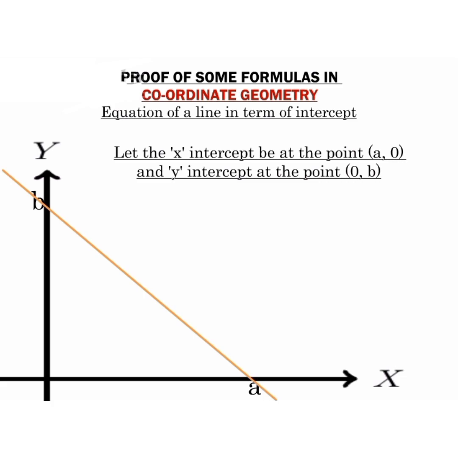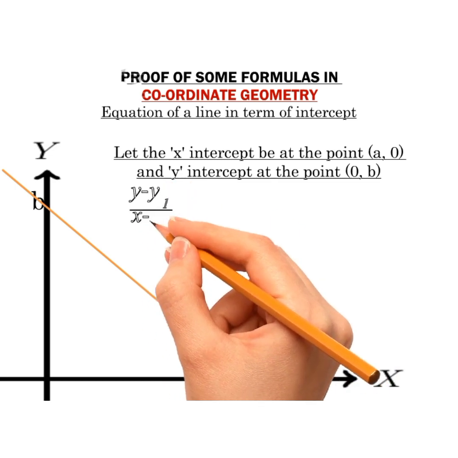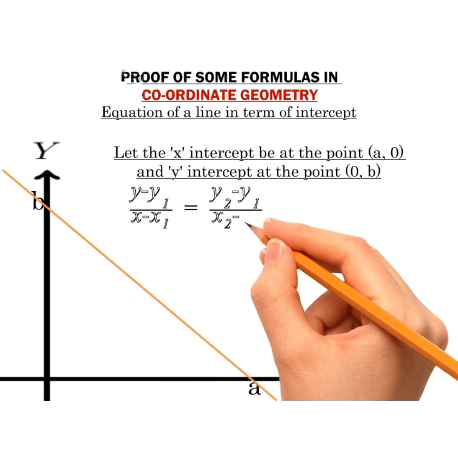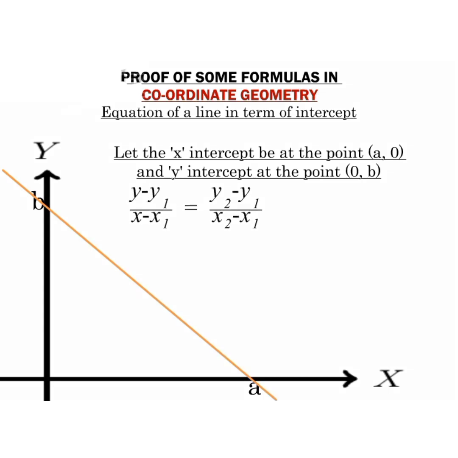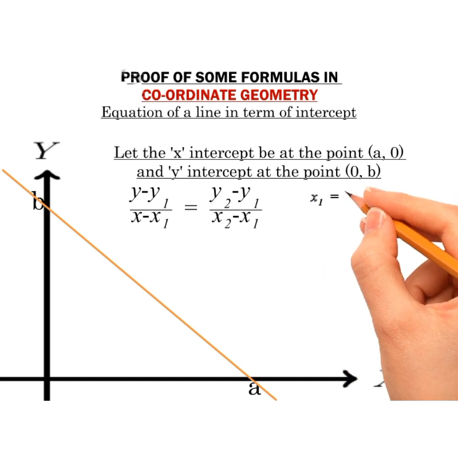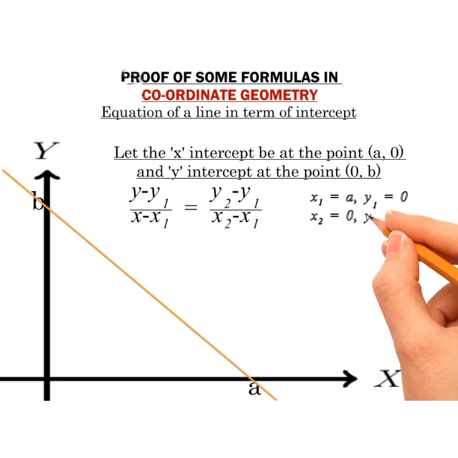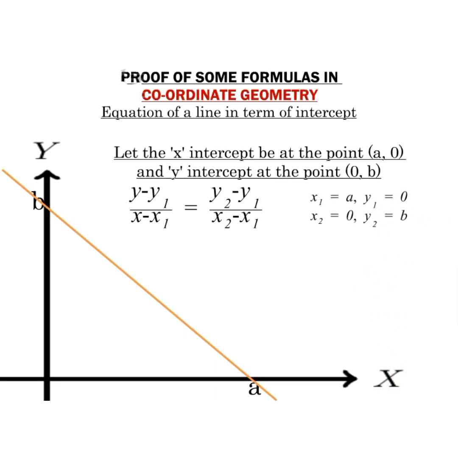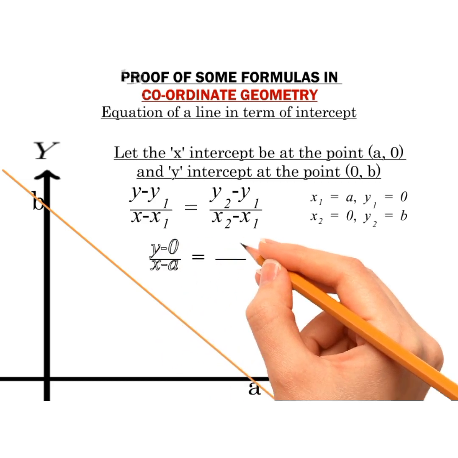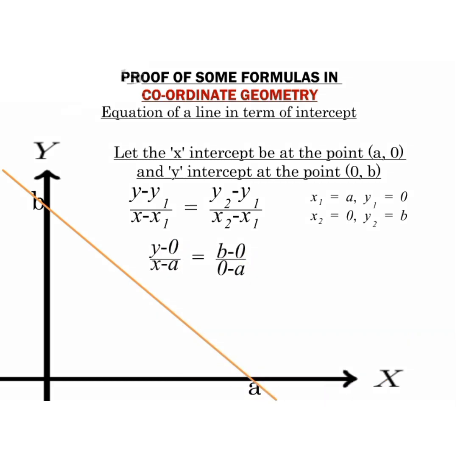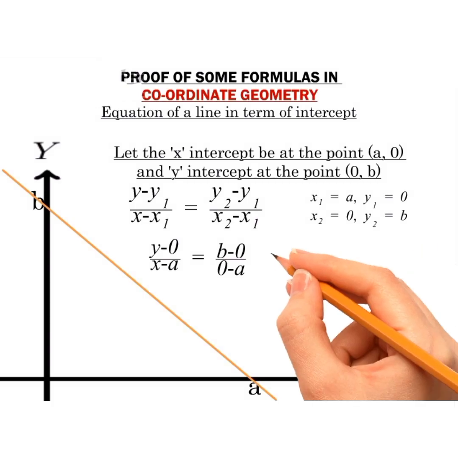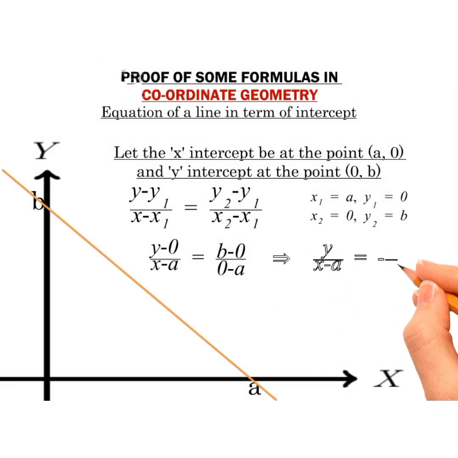Let's use a more general method of getting the equation of a straight line. (y minus y1) over (x minus x1) equals (y2 minus y1) over (x2 minus x1). For the x-intercept, x equals a, and y equals 0. Let's regard these as x1 and y1 respectively. Also, the y-intercept occurs at the point where x equals 0, and y equals b. Regard these as x2 and y2. Now, by substituting these into the equation, (y minus 0) over (x minus a) equals (b minus 0) over (0 minus a). This implies that y over (x minus a) equals minus b over a.